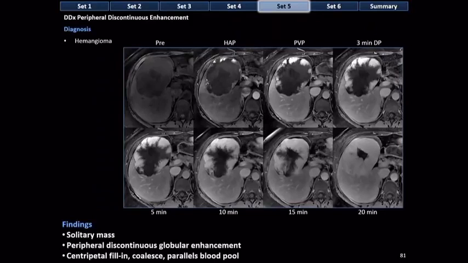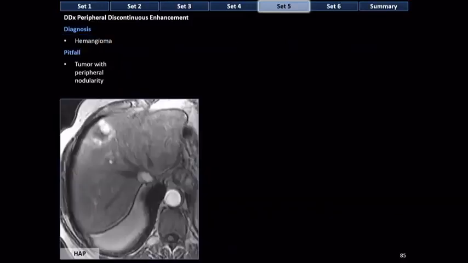But, very important but, there's a pitfall. And the pitfall is that tumors with peripheral nodularity might superficially resemble hemangiomas and be misdiagnosed. So, let's look at an example of that. Here is a patient with cirrhosis from hepatitis C, and in the arterial phase, we see peripheral discontinuous nodular enhancement. And one might, on a bad day, think that this is a hemangioma.